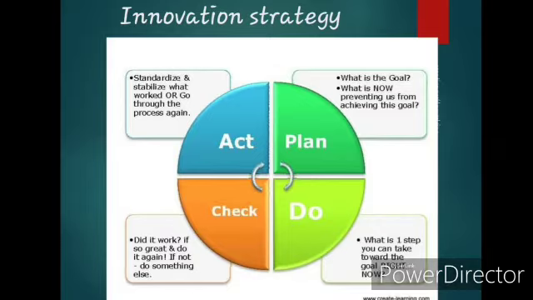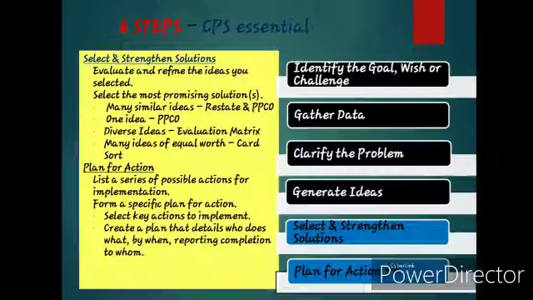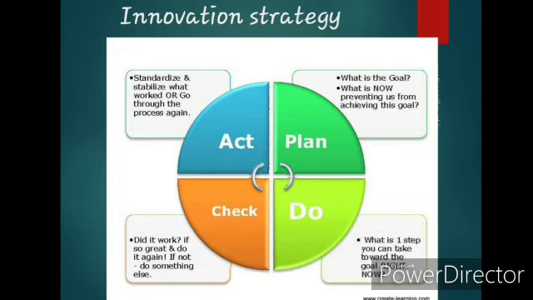Innovation strategy. First is plan. What is the goal? What is now preventing us from achieving this goal? And then do. What is the first step you can take toward the goal right now? And then check. Did it work? If so, great, and do it again. If not, do something else. And then finally is act. Standardize and stabilize what worked or go through the process again.